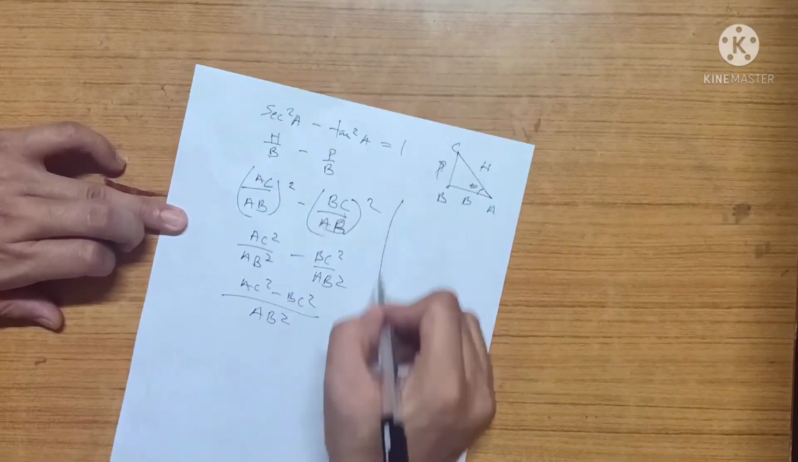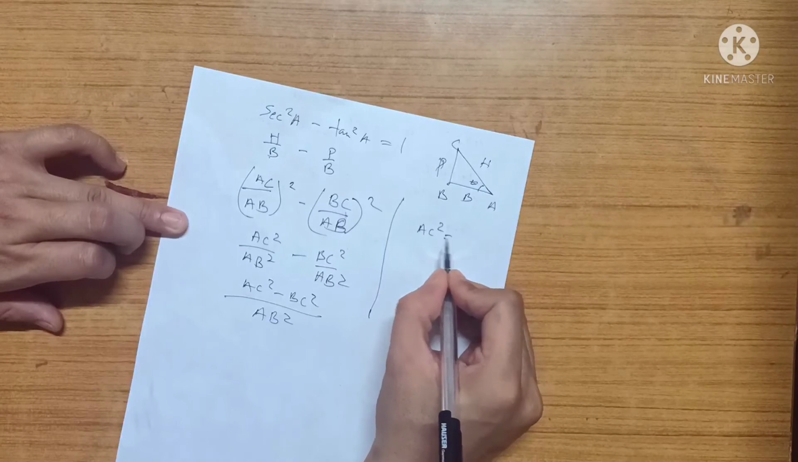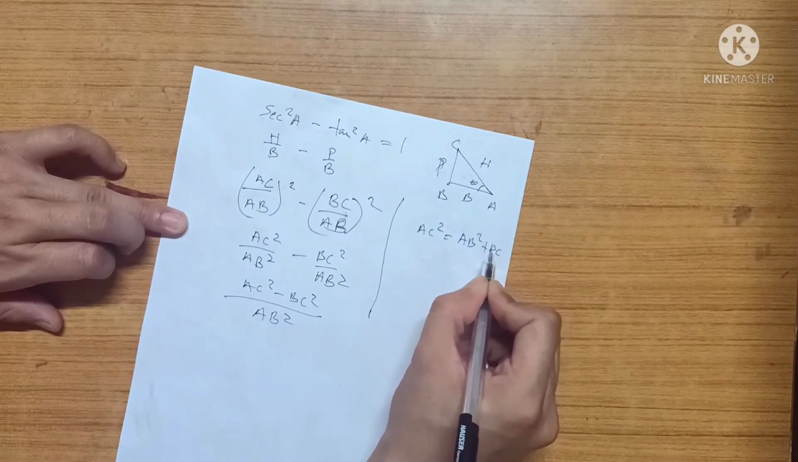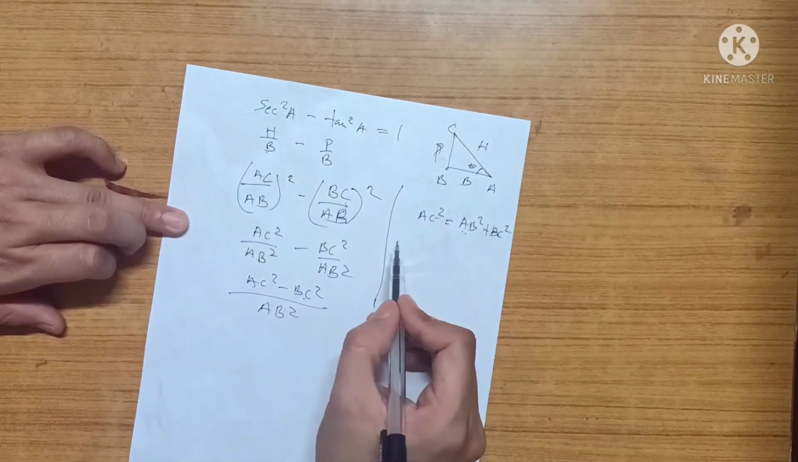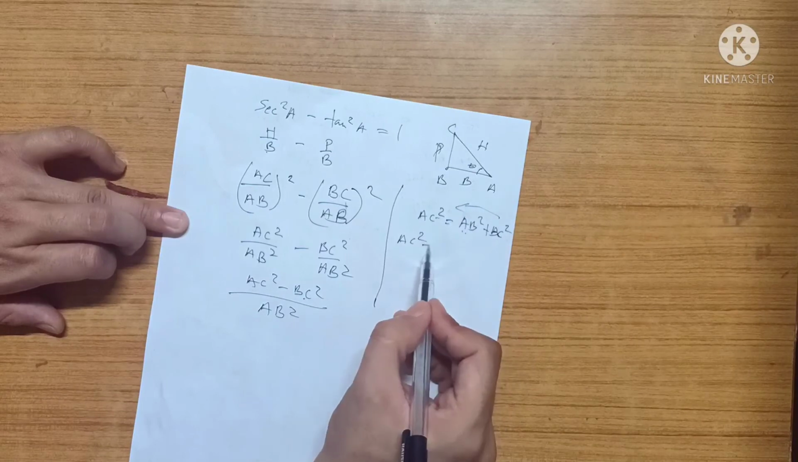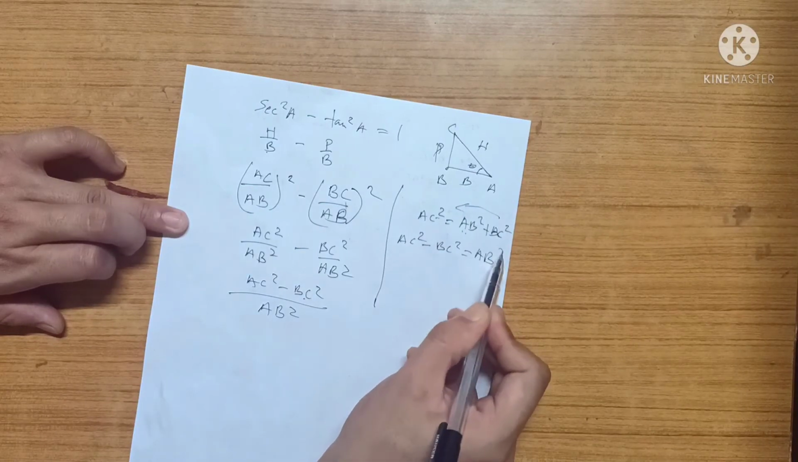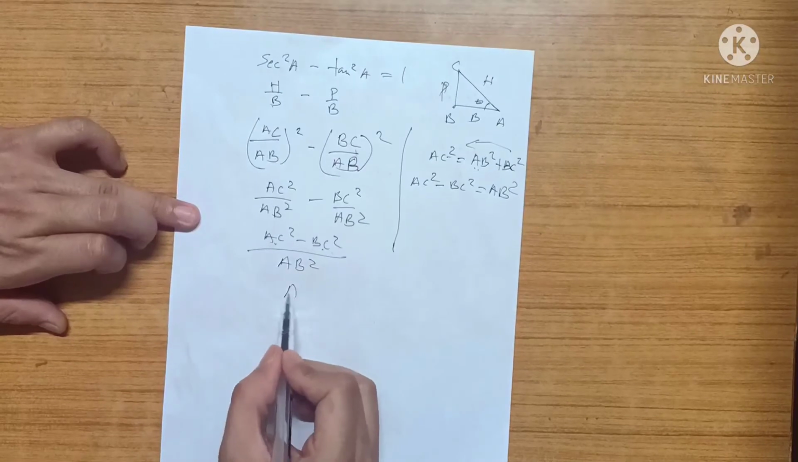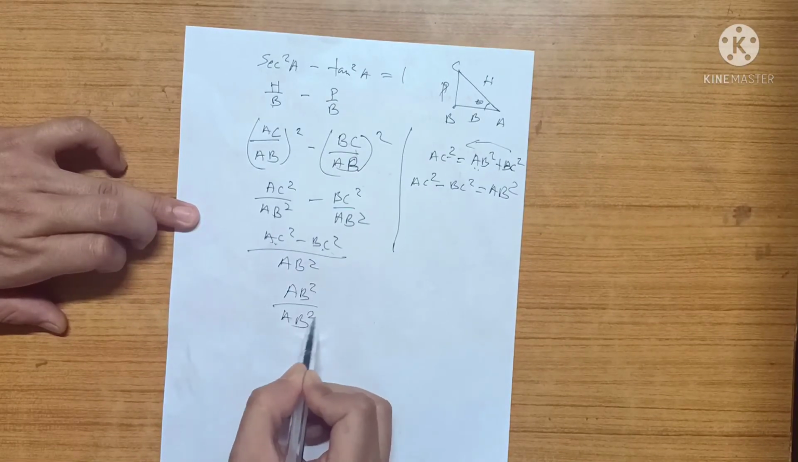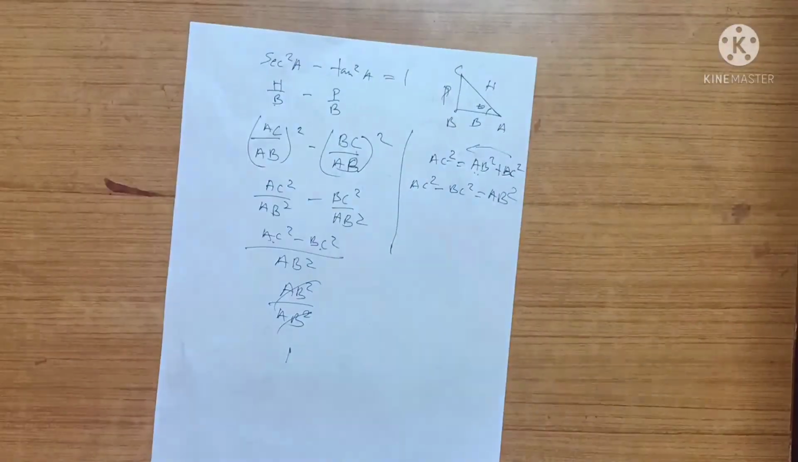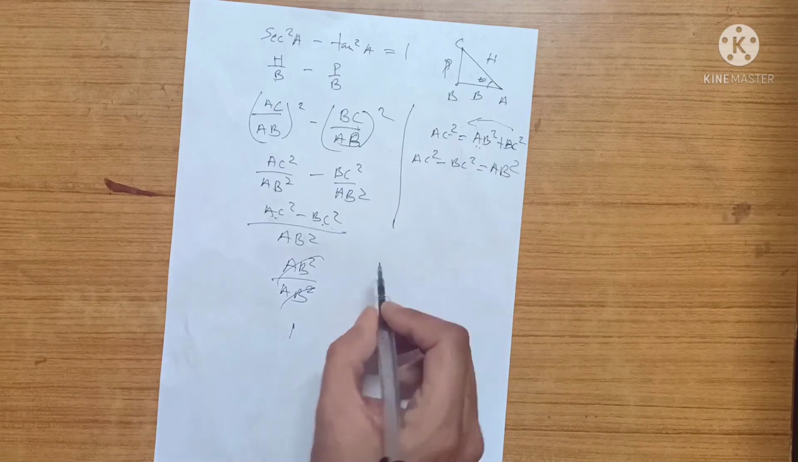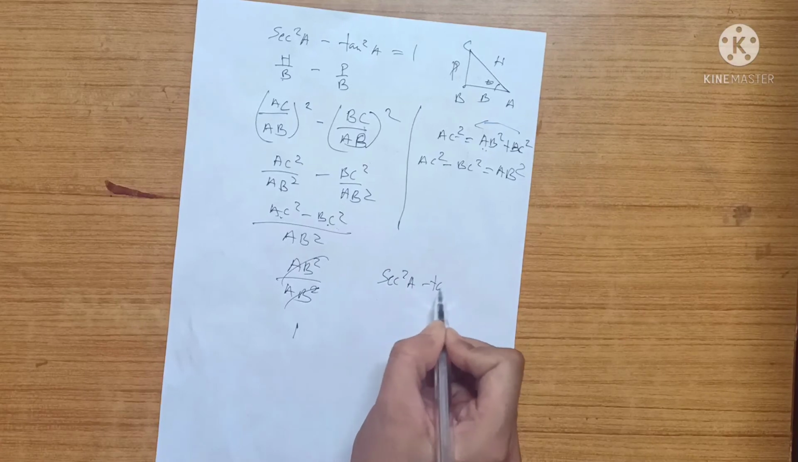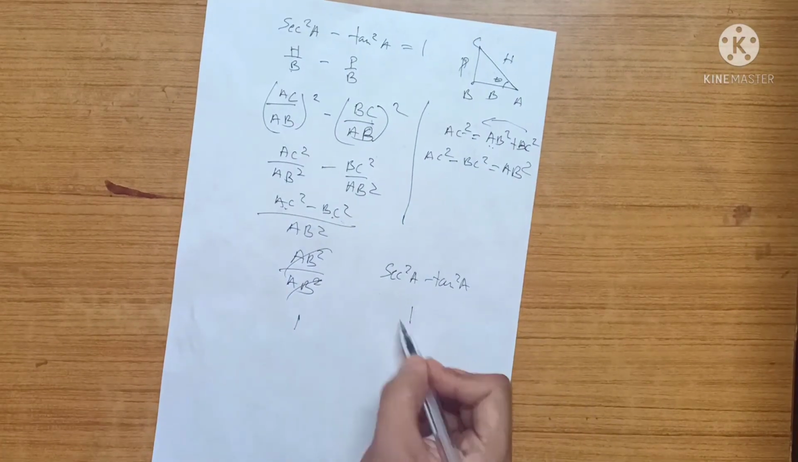Now by the question here, AC square equals AB square plus BC square. Since I need AC and BC together, if I take BC square to this side, it becomes minus BC square equals AB square. So instead of AC square minus BC square, I can write AB square. So AB square by AB square, you can cut it and it becomes 1 again. Which means whenever I see sec square minus tan square, I can literally put it as 1.